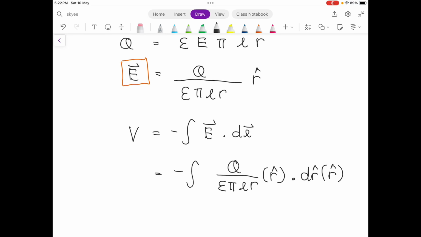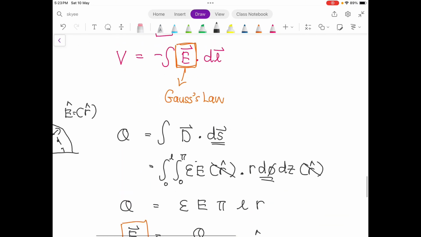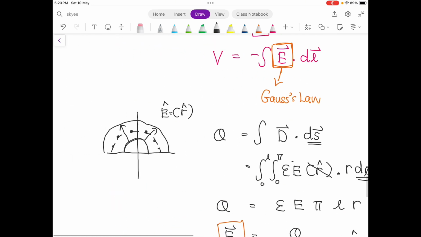Why pick the dr? This is because your electric field is in the r direction. So you cancel these things, and you are going to define the interval for your r. Look at your r. What is r? r is the distance from here towards this direction, so you will integrate from this point to this point.